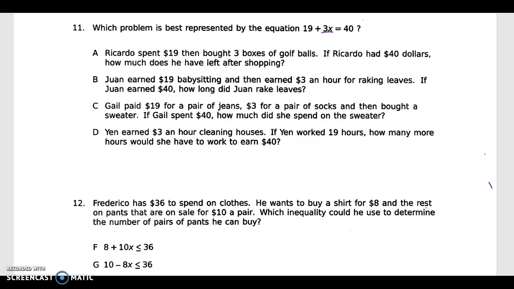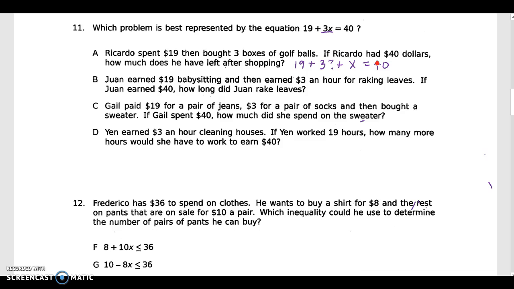Okay, so it's saying that x is the amount after shopping when x needs to be what I'm multiplying 3 by. So that doesn't really make sense, right? Because he spent 19, he bought 3 golf balls, and we don't know how much they are, and he had $40 plus how much he had left to spend is 40. Okay, so let's try the next one.